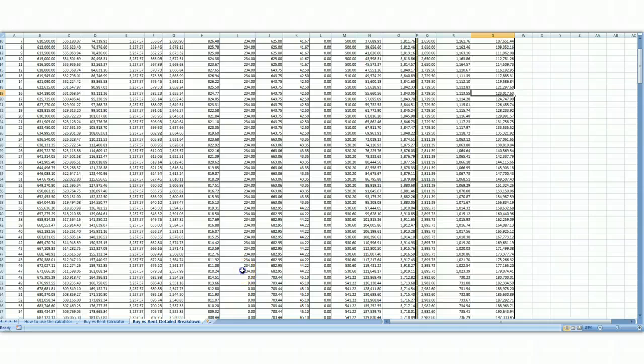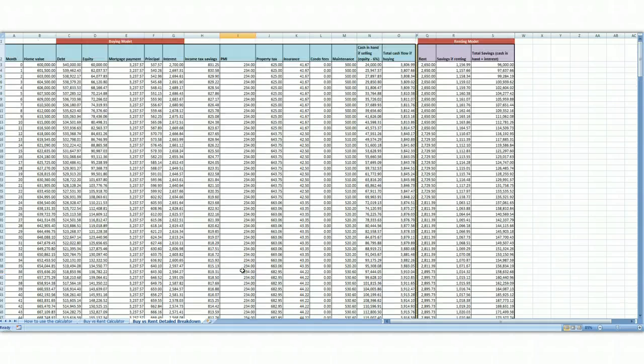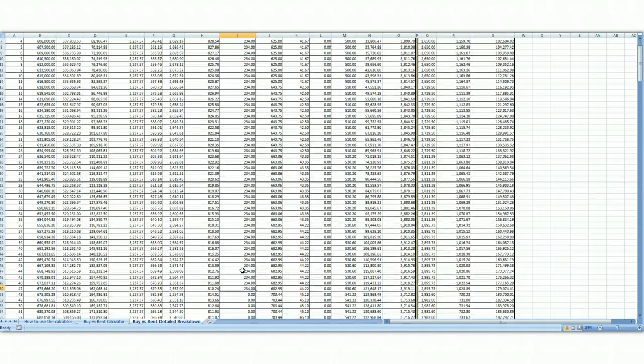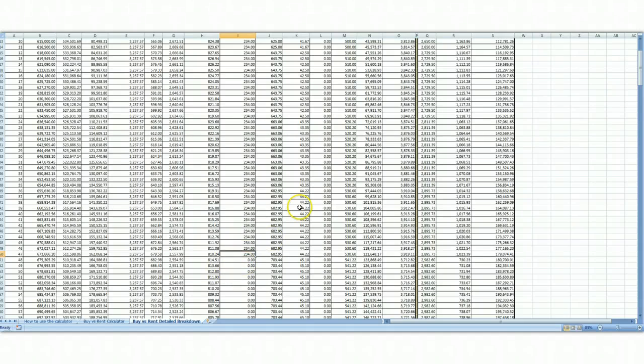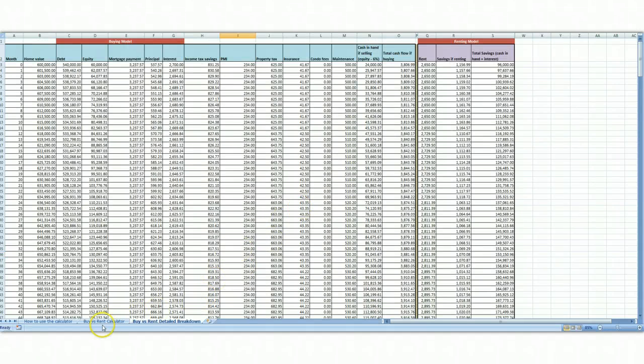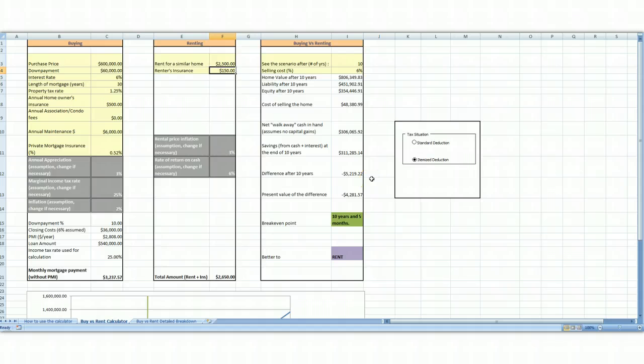And as you can see here, the private mortgage insurance, you don't have to keep paying that insurance if you have more than 22% of the equity, so it stops there. So that's pretty much it. I think I have taken all the scenarios into account.